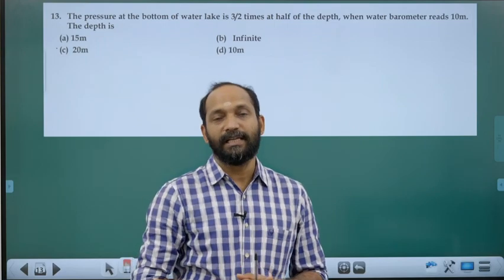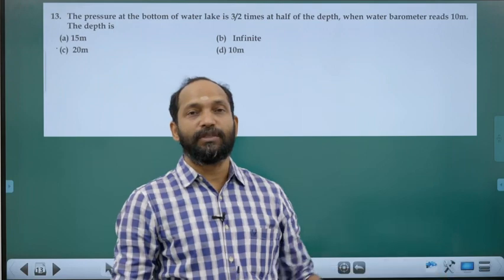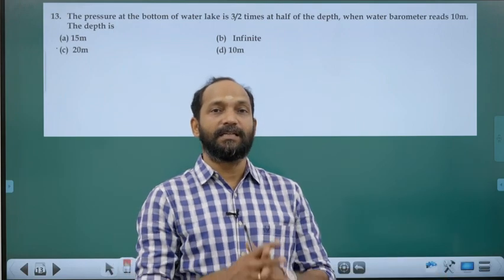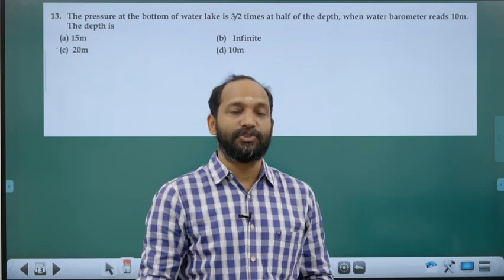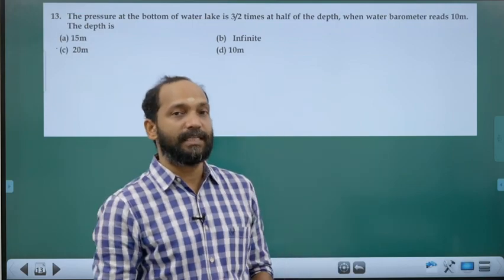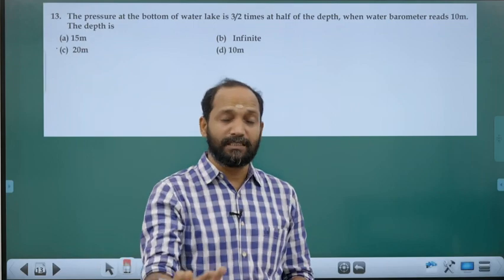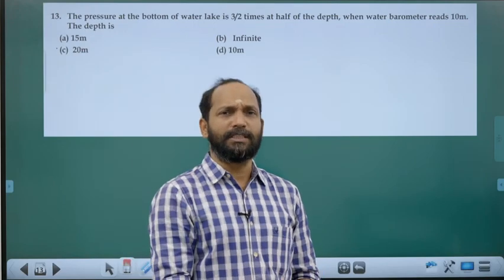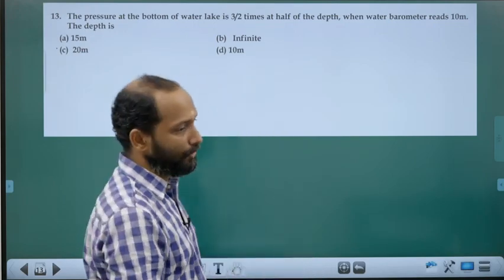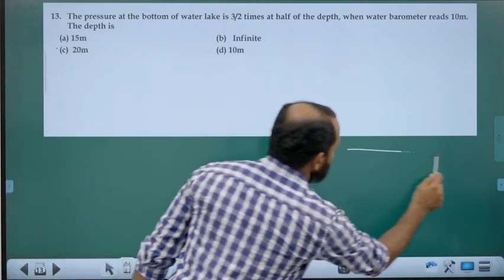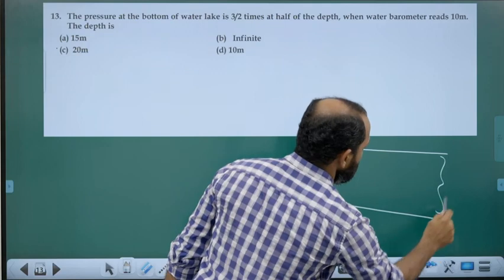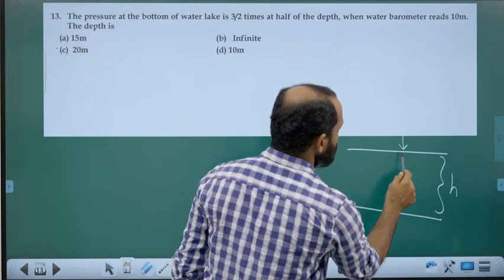What do you mean by that? A few kilometers of height of atmospheric air can exert a pressure equal to that of water when its height is 10 meter. So 10 meter height of water can exert the pressure exerted by a few kilometers, 5 or 6 kilometers, of air column. Now here you can see this picture. Here is the depth. Here is atmospheric pressure.